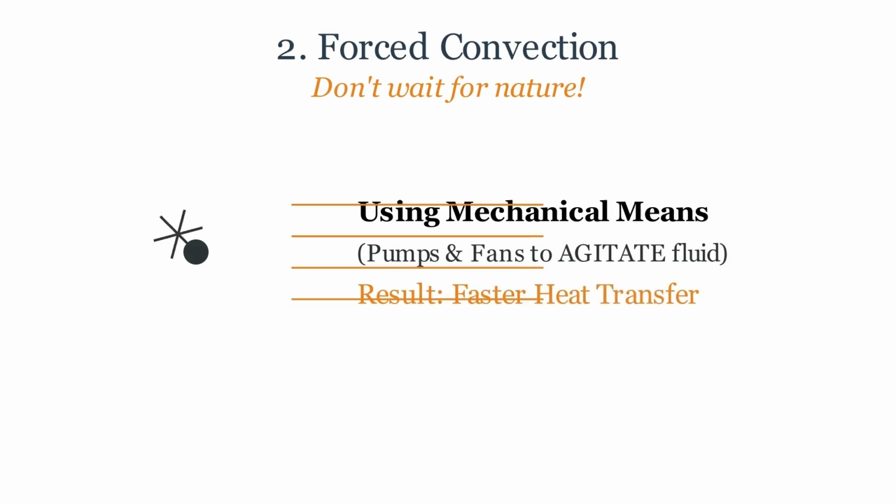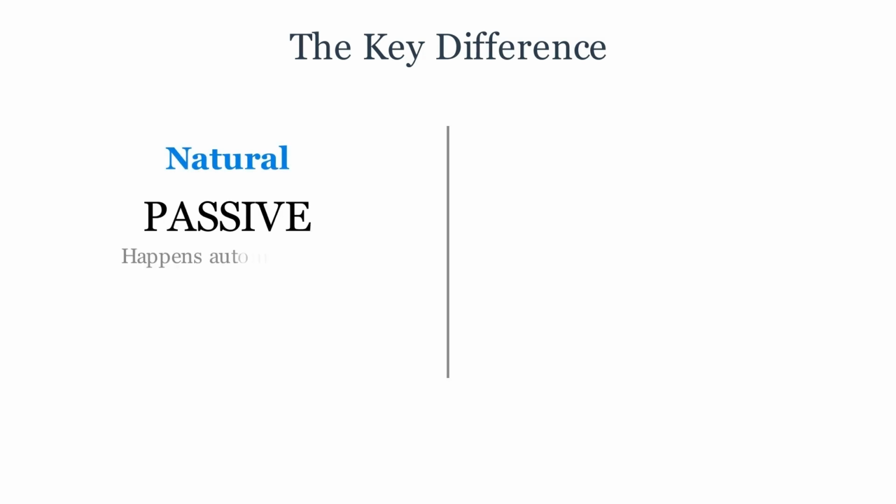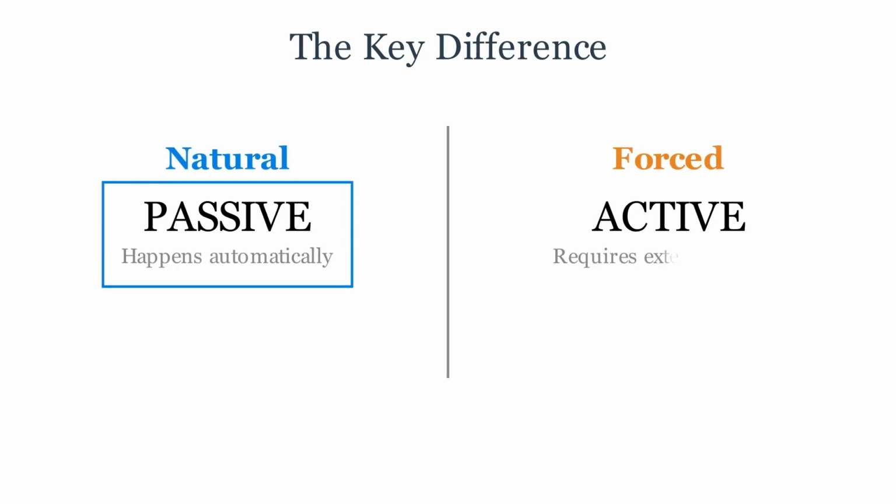Forced convection. Now, what if we don't want to wait for nature? What if we want to force the fluid to move faster? That's forced convection. We use mechanical means, pumps for liquids, fans for gases, to agitate the fluid artificially. This promotes much better mixing and faster heat transfer. Real-world examples: your car's radiator with a water pump and cooling fan, air conditioning systems with blowers, industrial heat exchangers with pumps, your computer's cooling fan. The key difference: natural convection is passive and happens automatically. Forced convection is active and requires external energy.